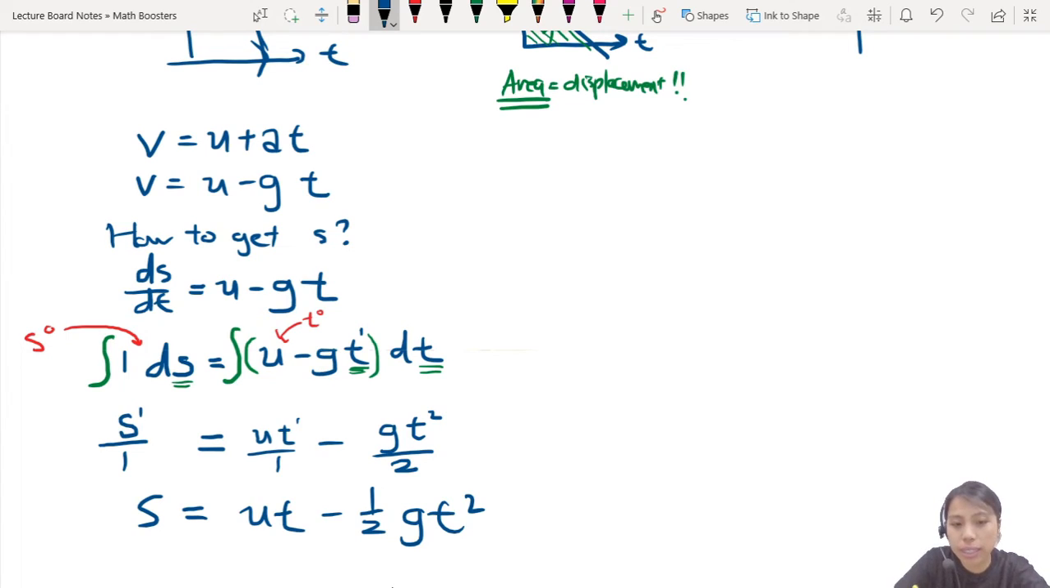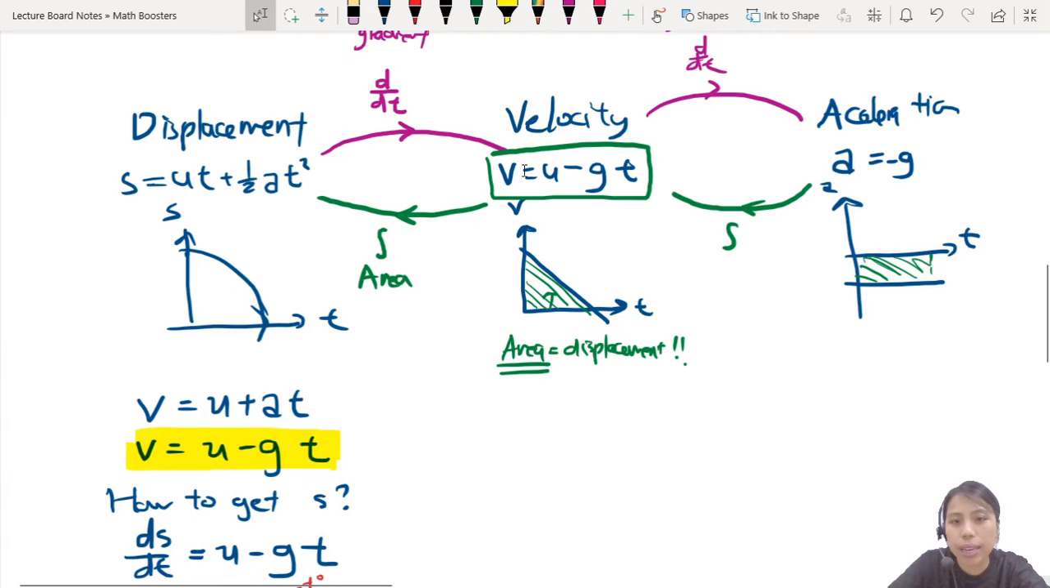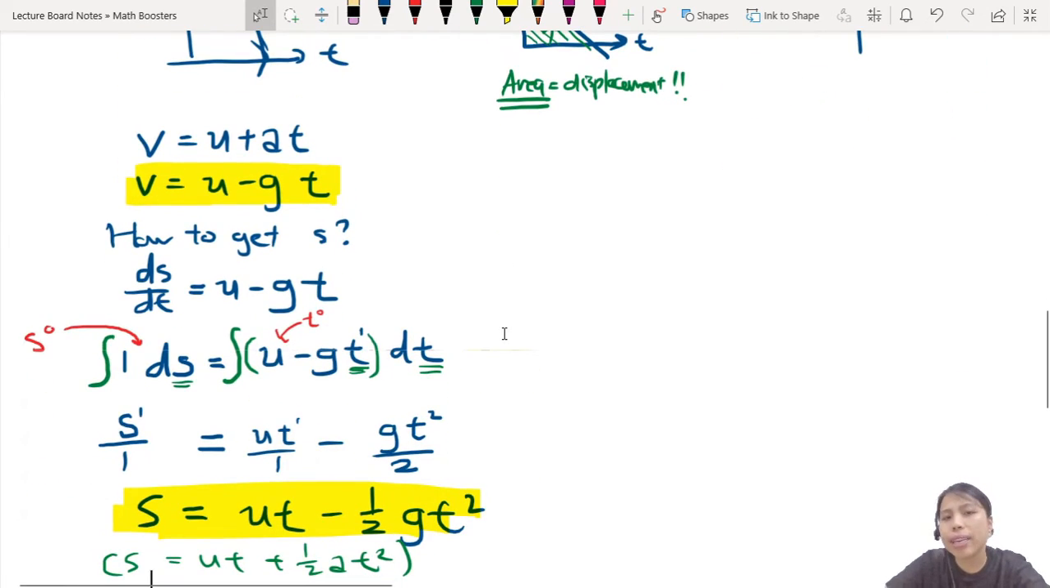Wow, do you recognize this? This is our displacement equation. Well, the original form is s equals ut plus half at squared. So do you see what happened there? When you used integration on this velocity equation, you get your displacement equation. And that is exactly what we're talking about here. Okay, velocity, you find the area under the curve, you're doing integration, so you will get your displacement on the left side.